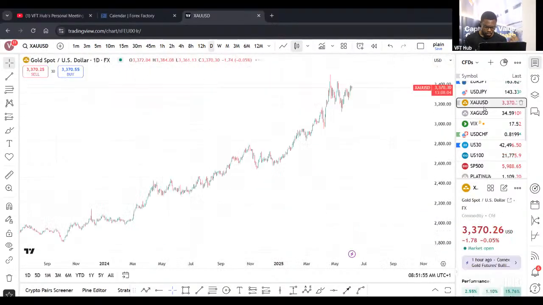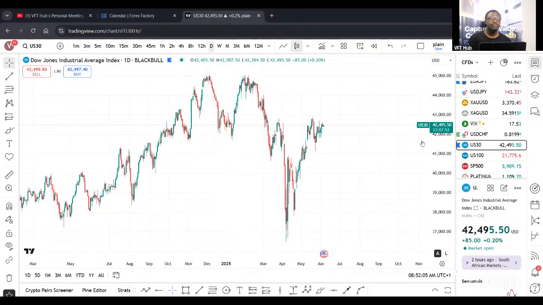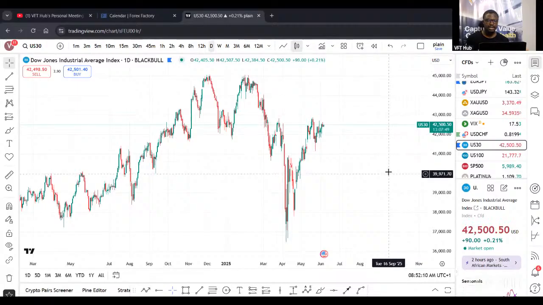And then you can see also XAU USD hasn't created any new high yet. It's been struggling around a particular level for quite some time, right? Showing that there's no new value movement into the asset class yet strongly, right?